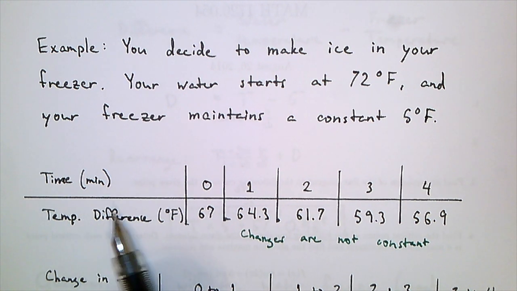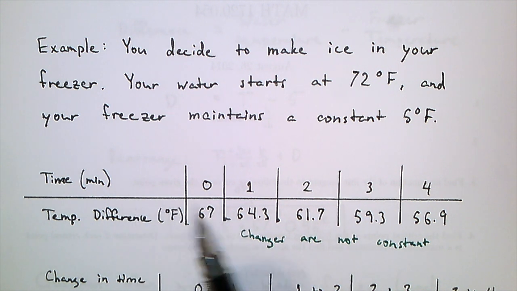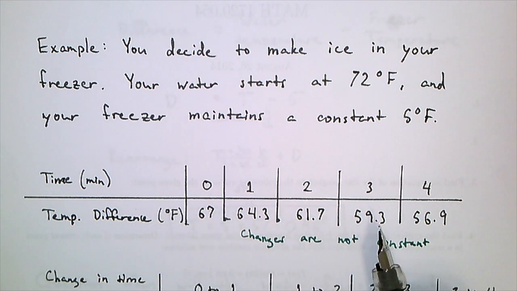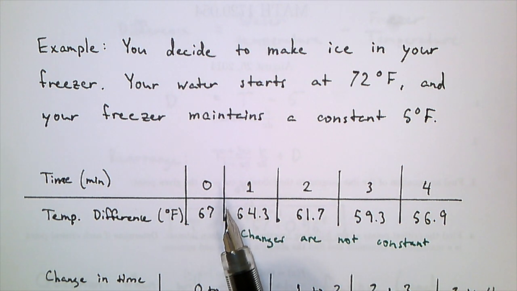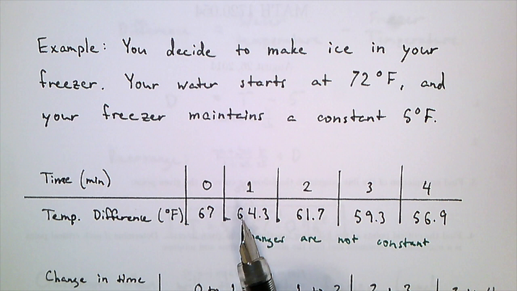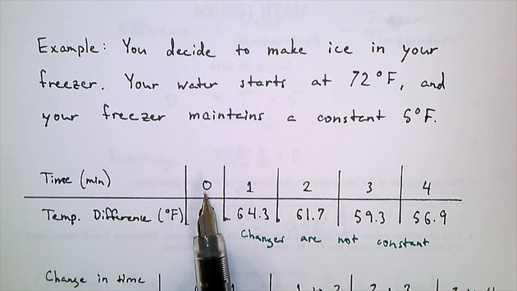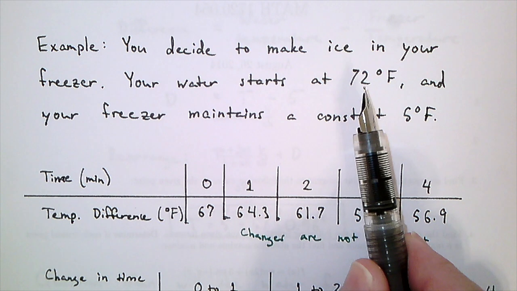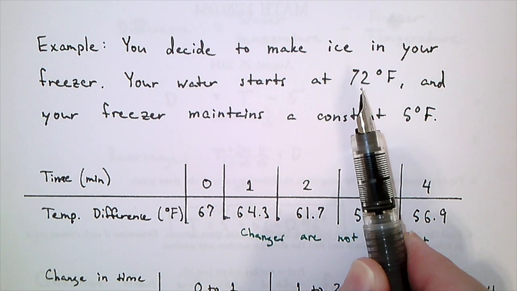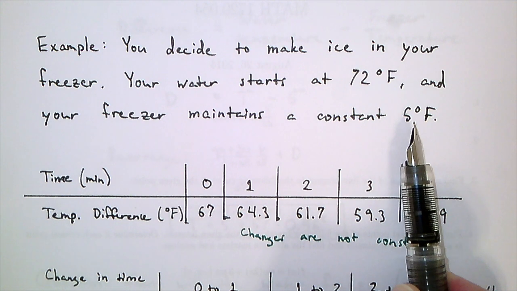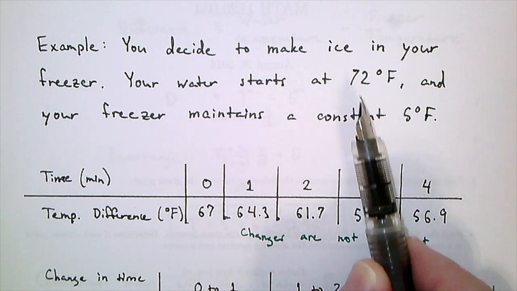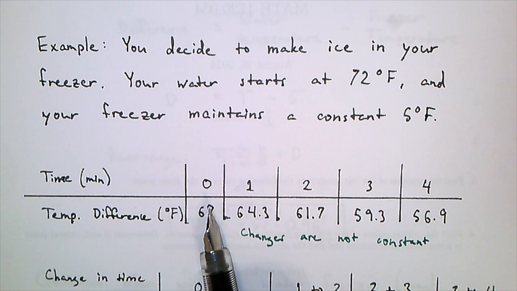So as you read this data, it's important to keep in mind that this is not the temperature of the ice, or the temperature of the ice tray. This is the difference in the temperatures between the water in the ice tray and the freezer. So when the ice tray goes into the freezer, there's a 67-degree difference because your water is 72 degrees Fahrenheit and the temperature is 5 degrees Fahrenheit. And when you subtract those two numbers, you get 67.